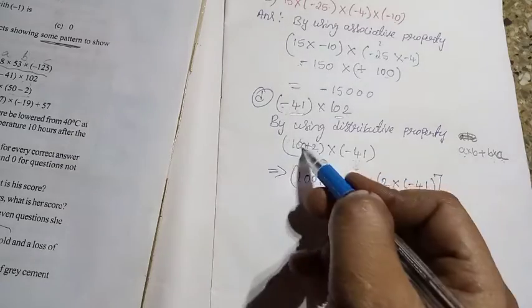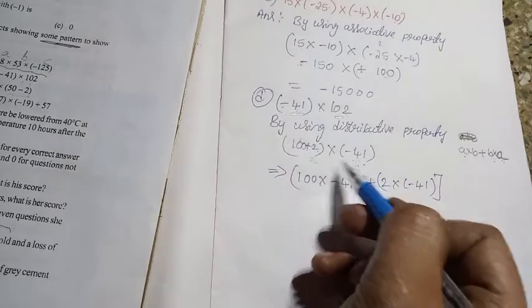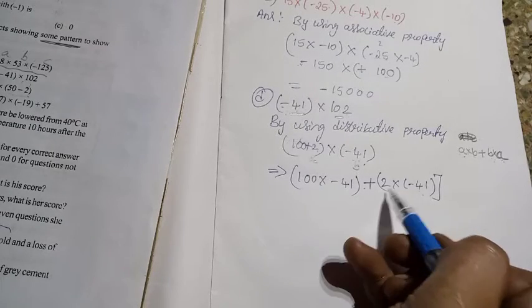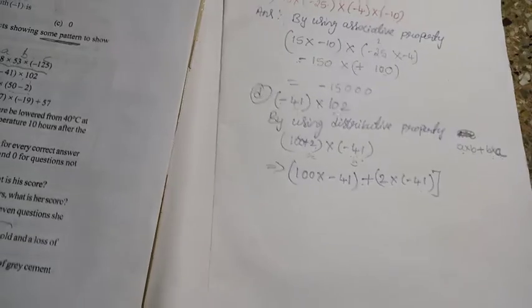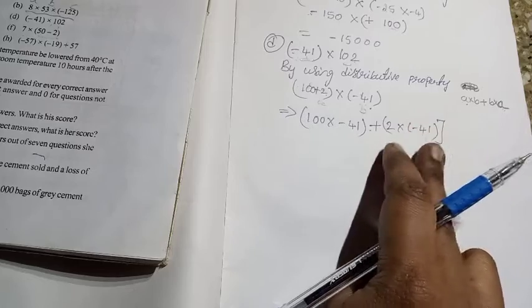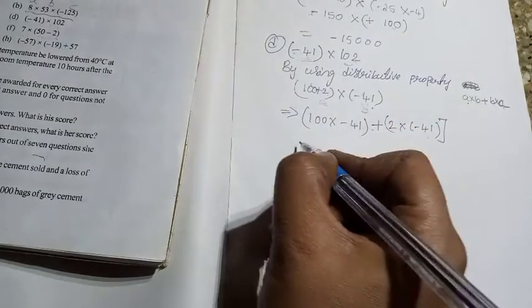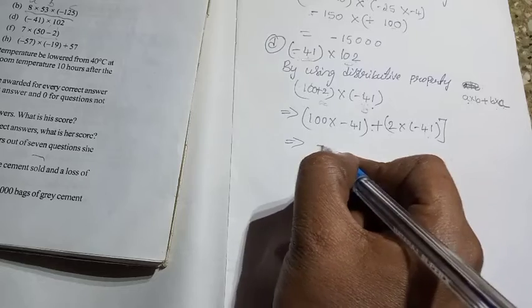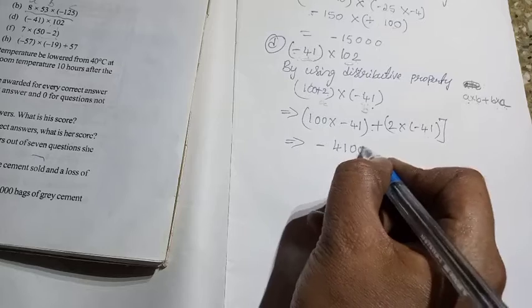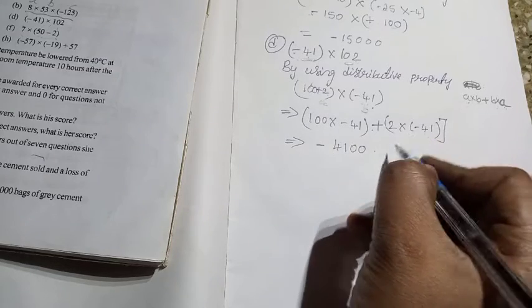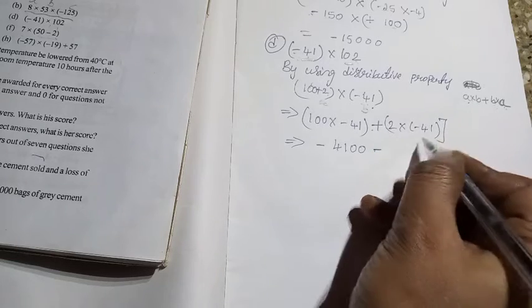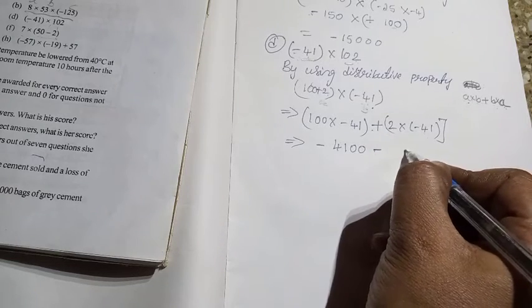Interchanged, 2 into 41 also you can write, minus 41 into 2 also you can do. Both multiplied values should be the same, so don't get confused here. Multiply here: this gives minus 41 into 100, which means 41 with two zeros, 4100. Minus, plus into minus is minus, 41 into 2 or 2 into 41, it should be the same.